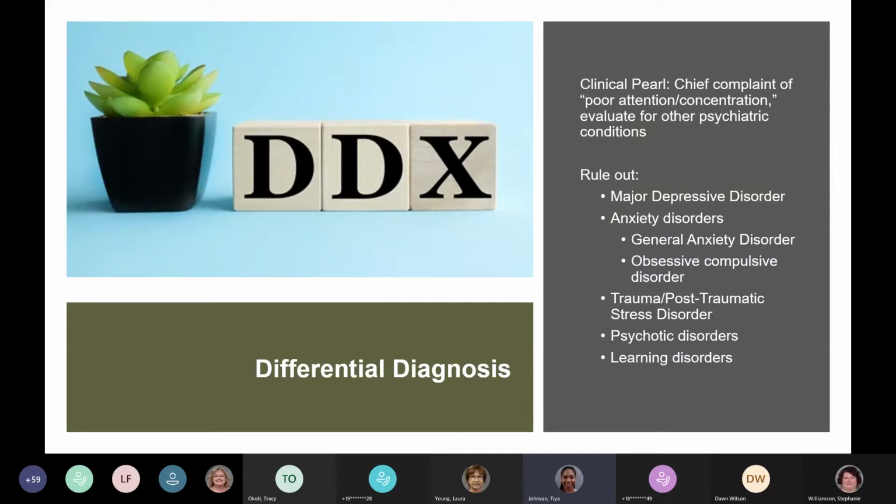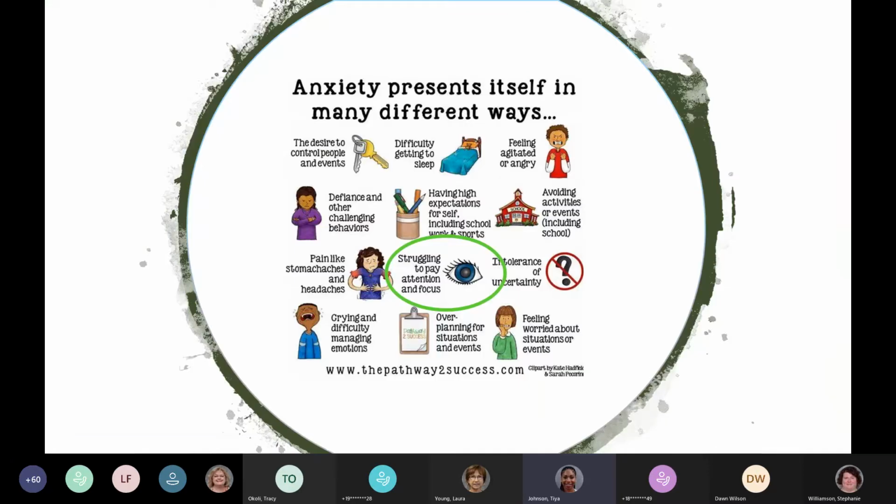So there's a lot of things that we have to consider when we get the chief complaint of poor attention and concentration. It doesn't necessarily mean, as soon as you see that chief complaint, that it's ADHD. No, we need to definitely rule out other mental health conditions before we go to an ADHD diagnosis.